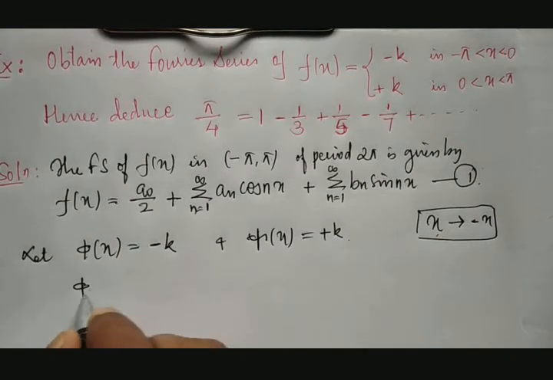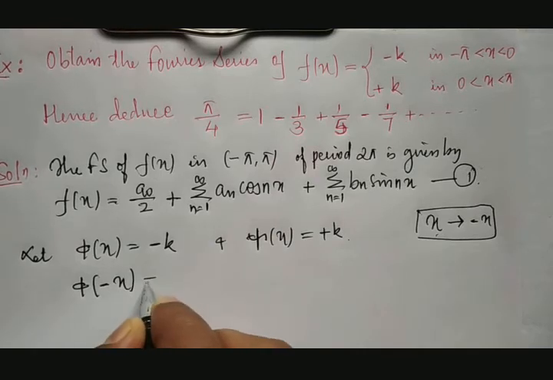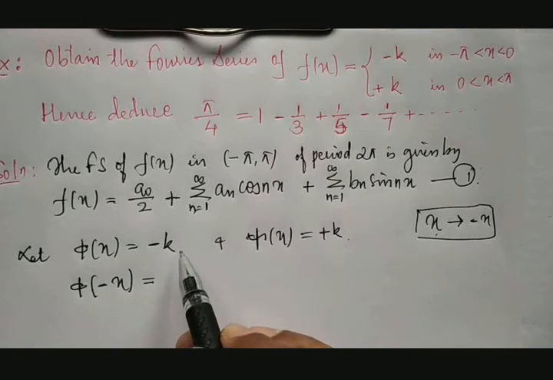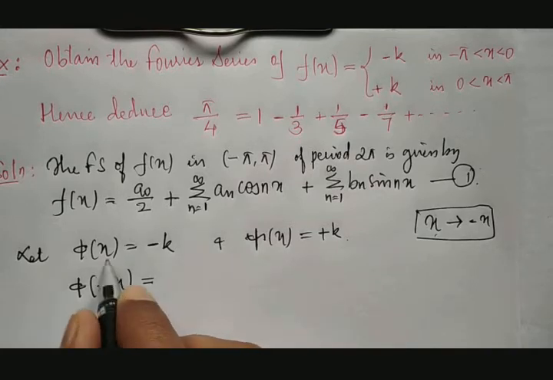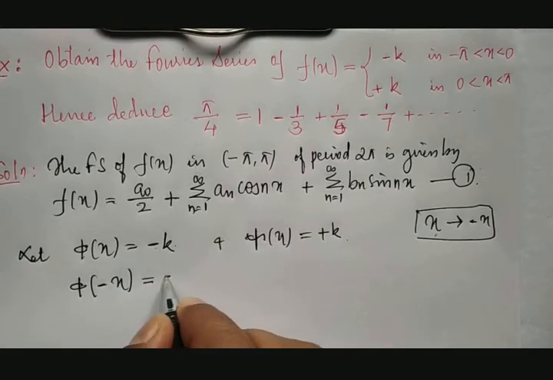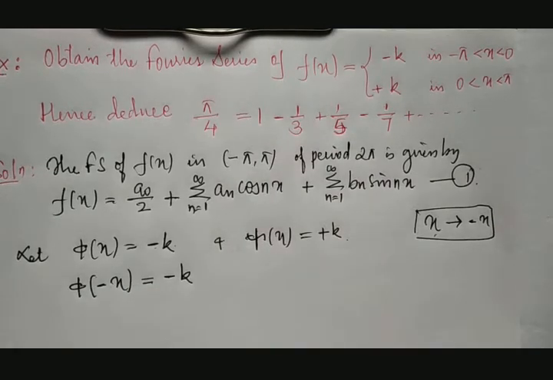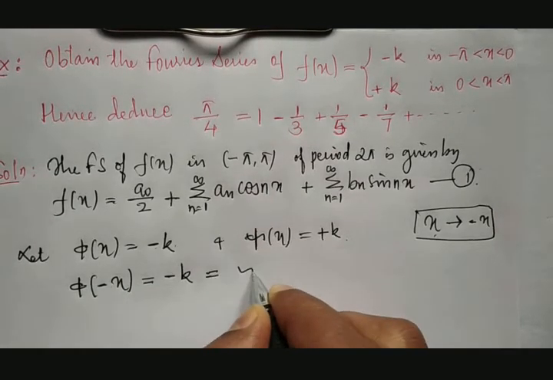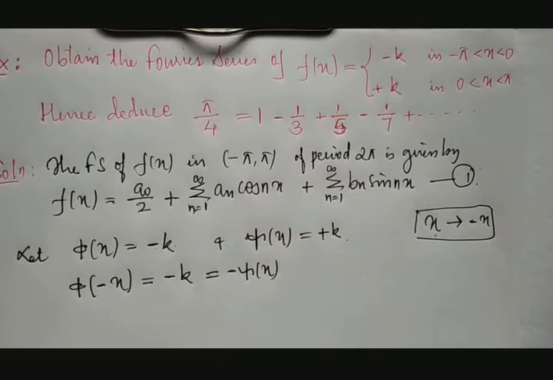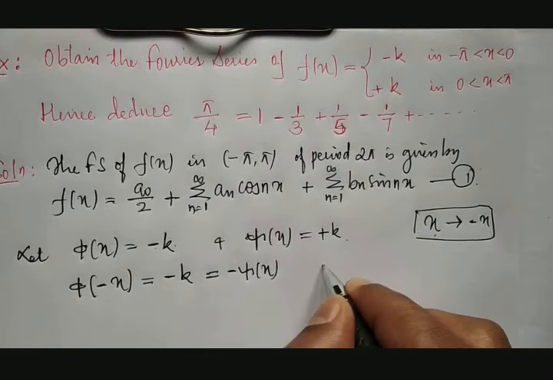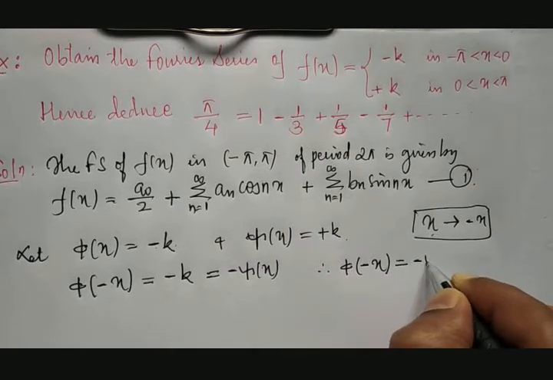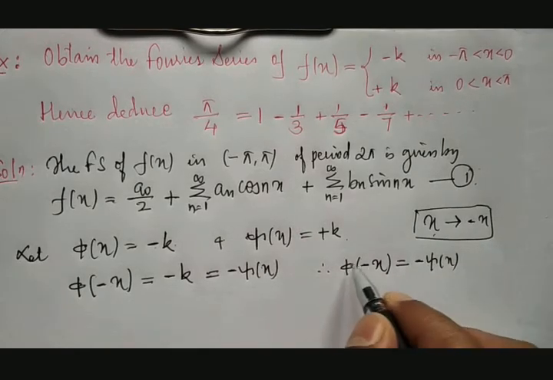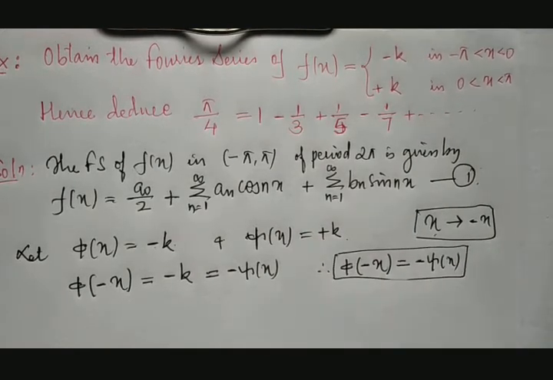So when we replace x by minus x, since the given function has a constant k, there is no x at all. So if we replace x by minus x also, then we will be getting minus k. And this is the same as psi of x with opposite sign. Therefore, the function phi of minus x becomes minus psi of x. Therefore, is it even or odd?